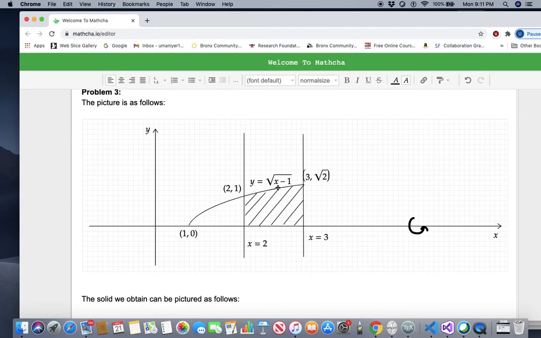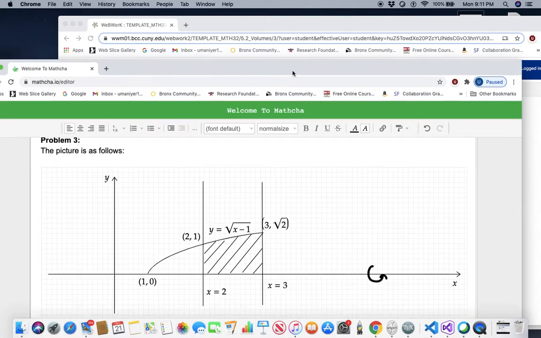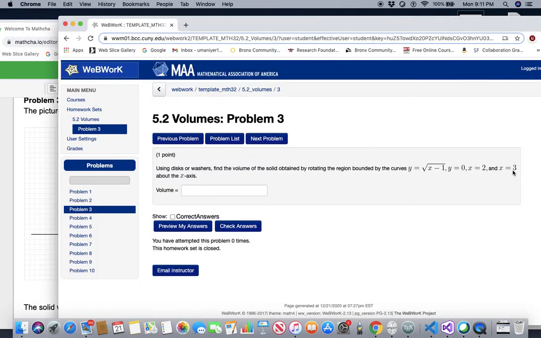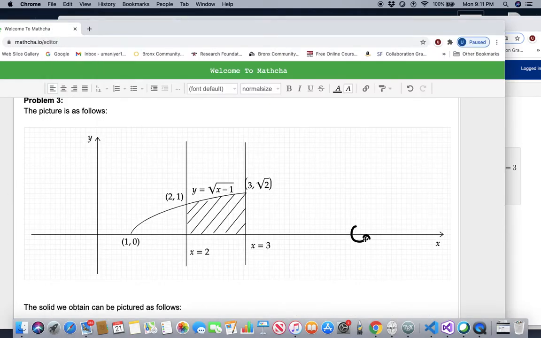Notice when x is 2, y is square root of 2 minus 1, which is 1. When x is 3, y is square root of 3 minus 1, that is square root 2. So you have this point here and this point here as your intersection points for the two sides. Now further they are saying you rotate it about the x-axis. You need to take this region and rotate it about the x-axis.